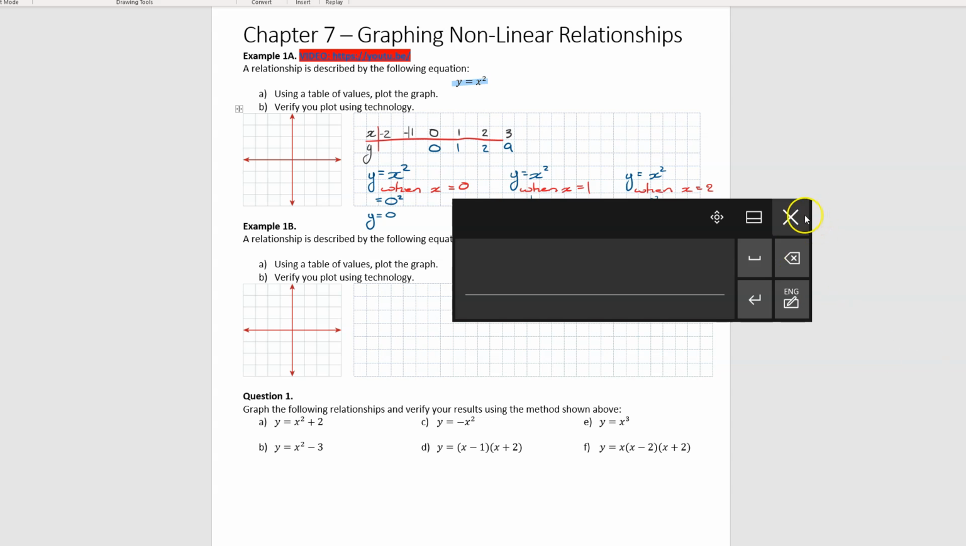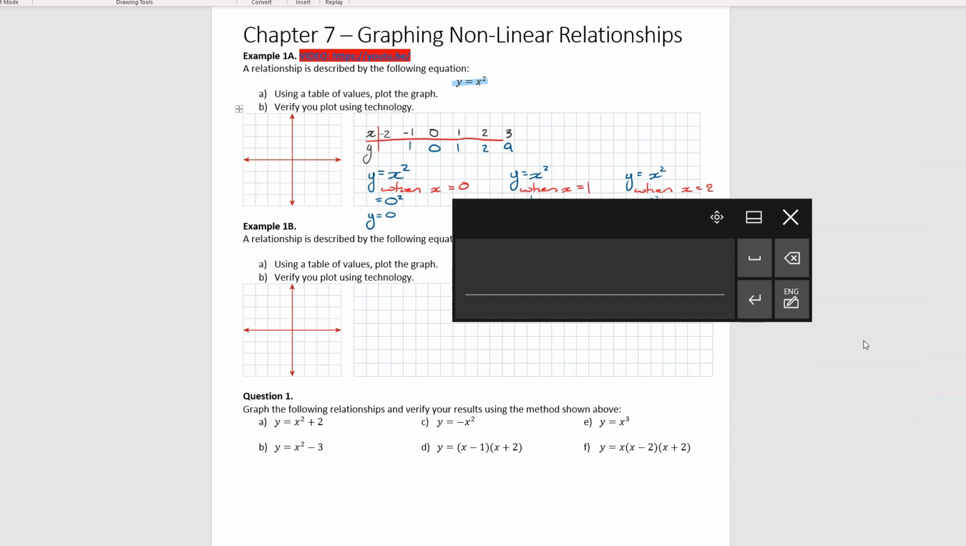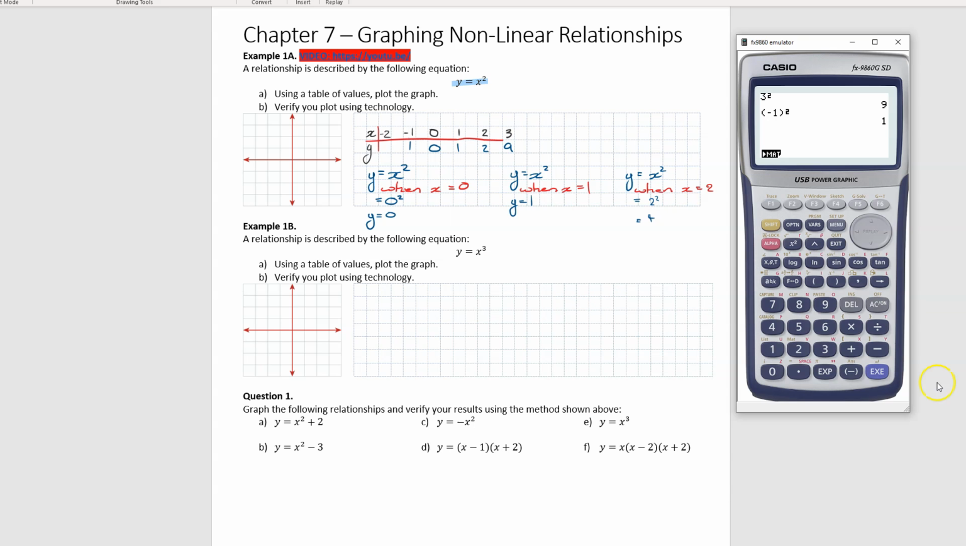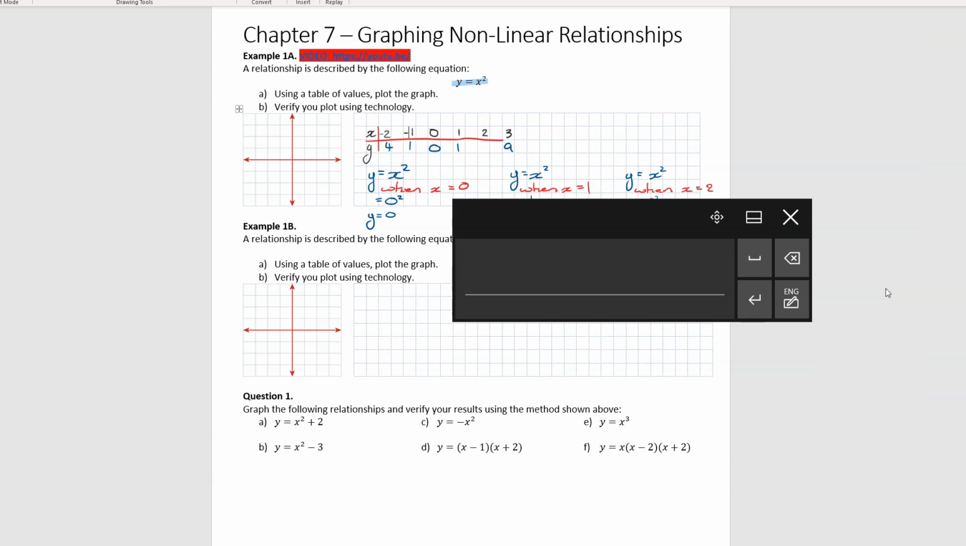And now I have to do the negative values. So we'll go -1, all squared. That will come out to be 1. And then we'll go -2. That's going to come out to be 4. And I've made a mistake here. That should be 4 as well.